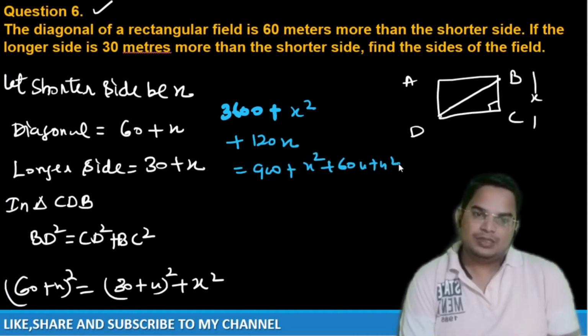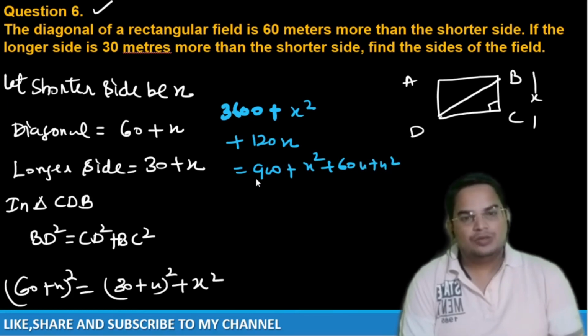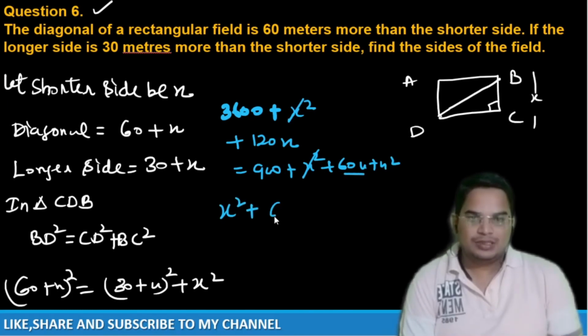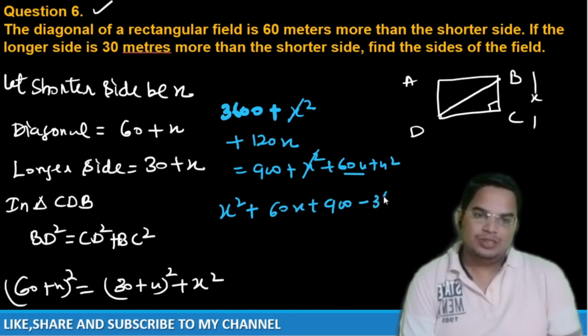Now what you can do, x square and x square cancel out. So what you are having is x square plus 60x plus 900. Transfer this value to this side, it becomes 3600 minus 120x is equal to 0. I hope all of you are getting my point.